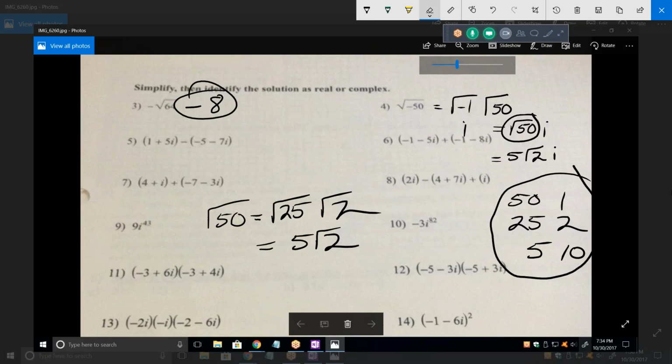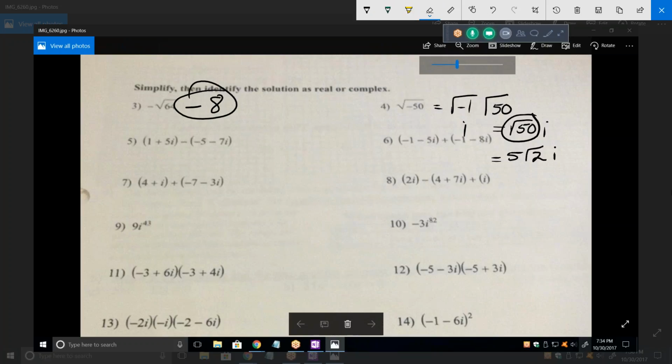Now, typically you put the i last, which is the way you want to do it, but you've got to be very, very careful and don't put it under the radical sign. That is not square root of 2i. That is square root of 2 times i. Notice it is not under the radical sign. All right.